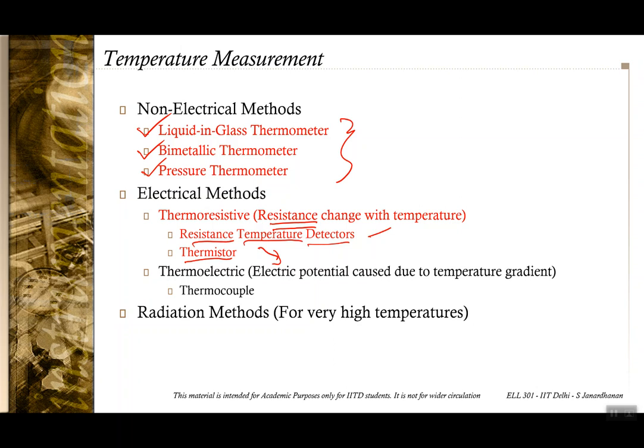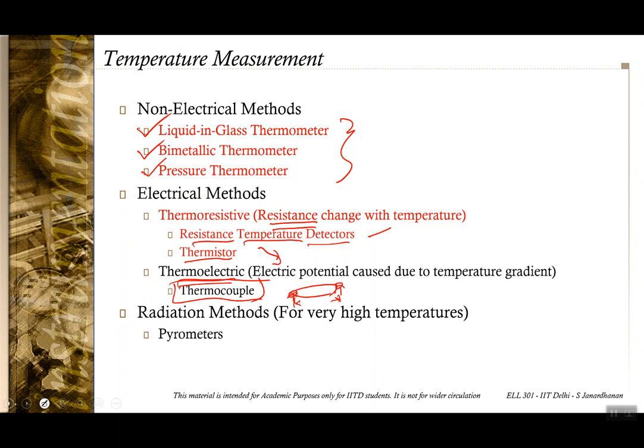Okay, then these are thermoresistive, and you can also use the thermoelectric principle, which states that if two dissimilar metals have two ends kept at different temperatures, then there is a potential difference that can be experienced across these two ends, and there is an electric potential generated across the temperature gradient, and that is made use in a thermocouple.